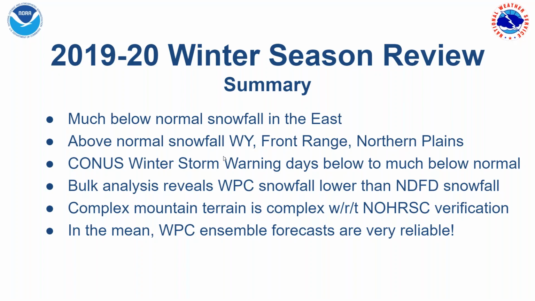The winter summary for next week will emphasize the fact that we had much below normal snowfall in the east, well above normal from Wyoming, parts of the Front Range across the northern plains, and number of winter storm warning days below to much below normal, especially in the east. The bulk analysis reveals WPC snowfall is lower than NDFD in many cases. And there are also cases where, when we have decent agreement between WPC and NDFD, you can see those as well in some of the difference plots.